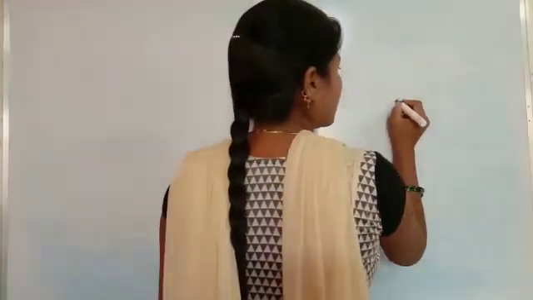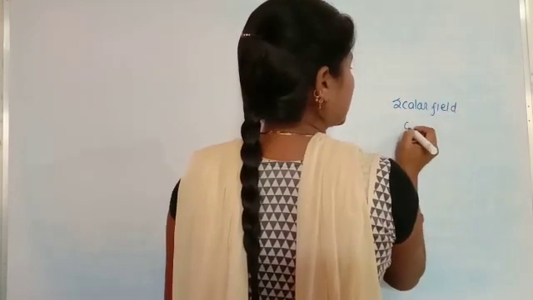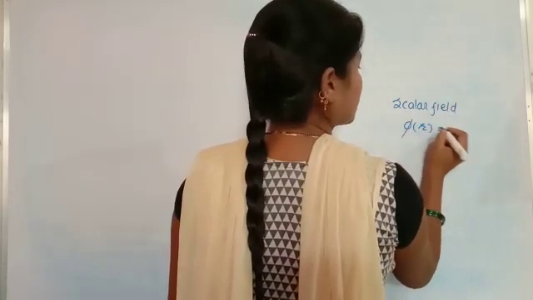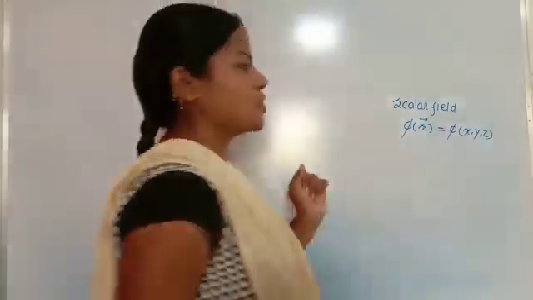Hello, good morning. In the previous class, we described the definition of scalar field and vector field. The definition of scalar field: a region in space in which the scalar quantity is continuous and defined by a single value at every point of the position variable is called the scalar field. If phi is the scalar function of the position variable r, then we can write the scalar field phi of r is equal to phi of x, y, z. So this is the definition of scalar field.